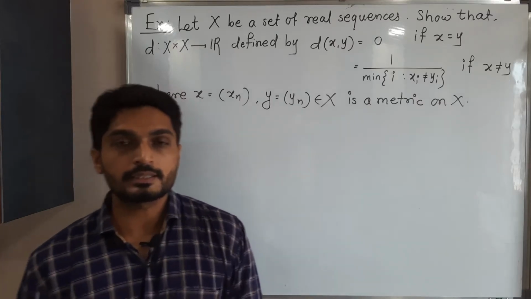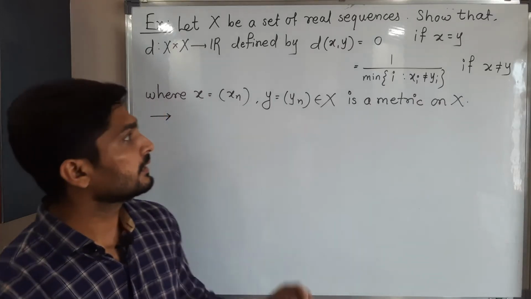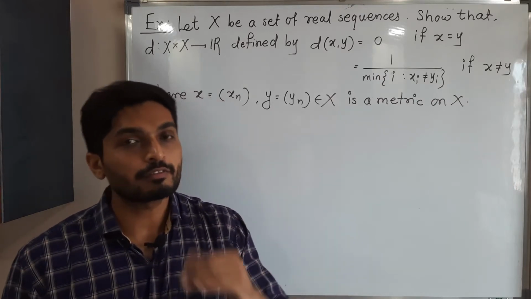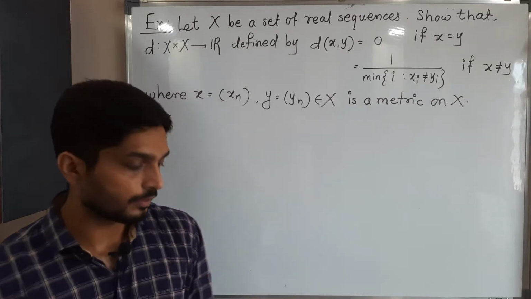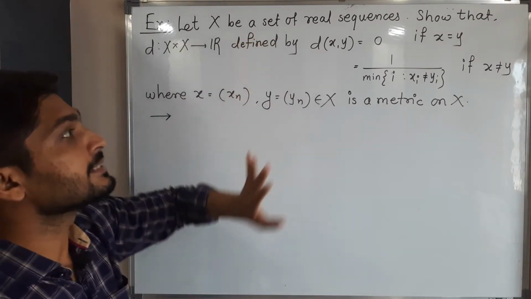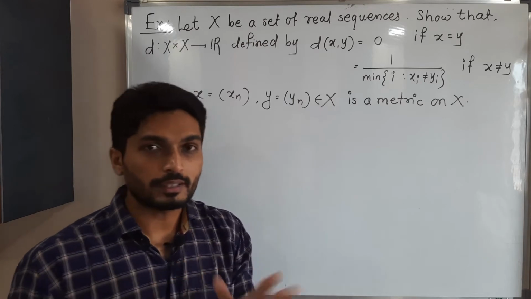So let us discuss this example of metric. First of all, we will try to understand the definition of D, and after that we will prove that it is a metric. Okay. So what is X here? X is a set of all real sequences.